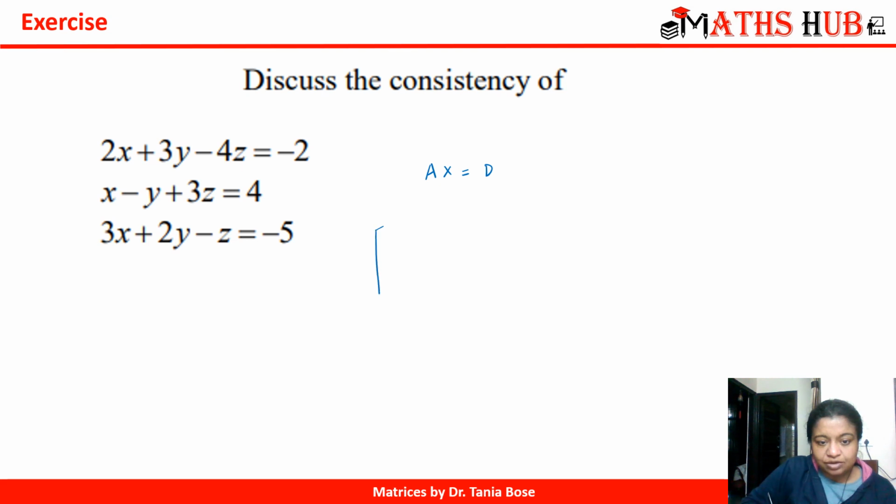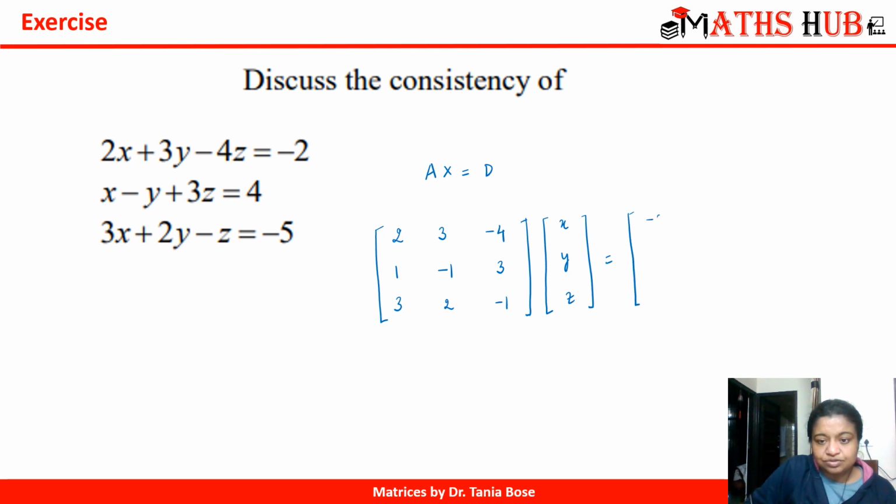You can see that the coefficient matrix here is: the first row is 2, 3, minus 4; the second row is 1, minus 1, 3; the third row is 3, 2, minus 1. Then we have the matrix of unknowns x, y, z, and we can write the right hand side matrix as minus 2, 4, and minus 5. You might have seen that for consistency, you have to find the rank of A augmented D.